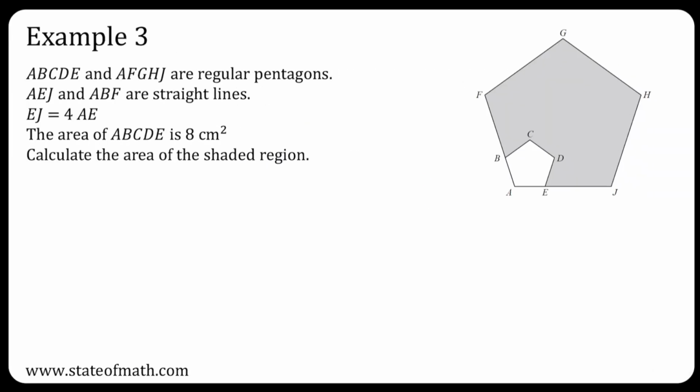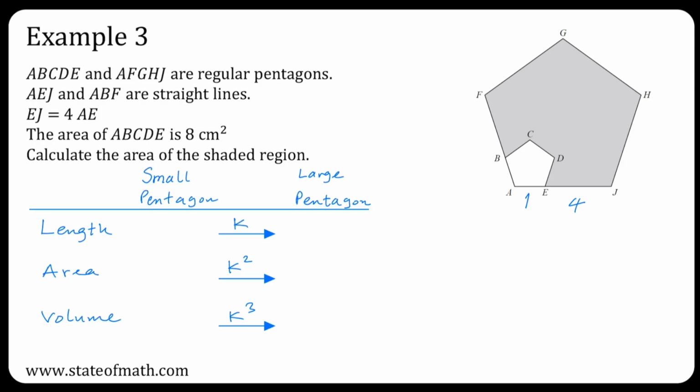For example 3, I have two regular pentagons, the white one and the whole shape. I am given that EJ, which is this, is 4 times AE. So the side of the large pentagon is 5 times the side of the small pentagon. Let's put all the information we have on our table. So the length for the small pentagon is 1 and for the large one is 5. The area for the small pentagon is 8.